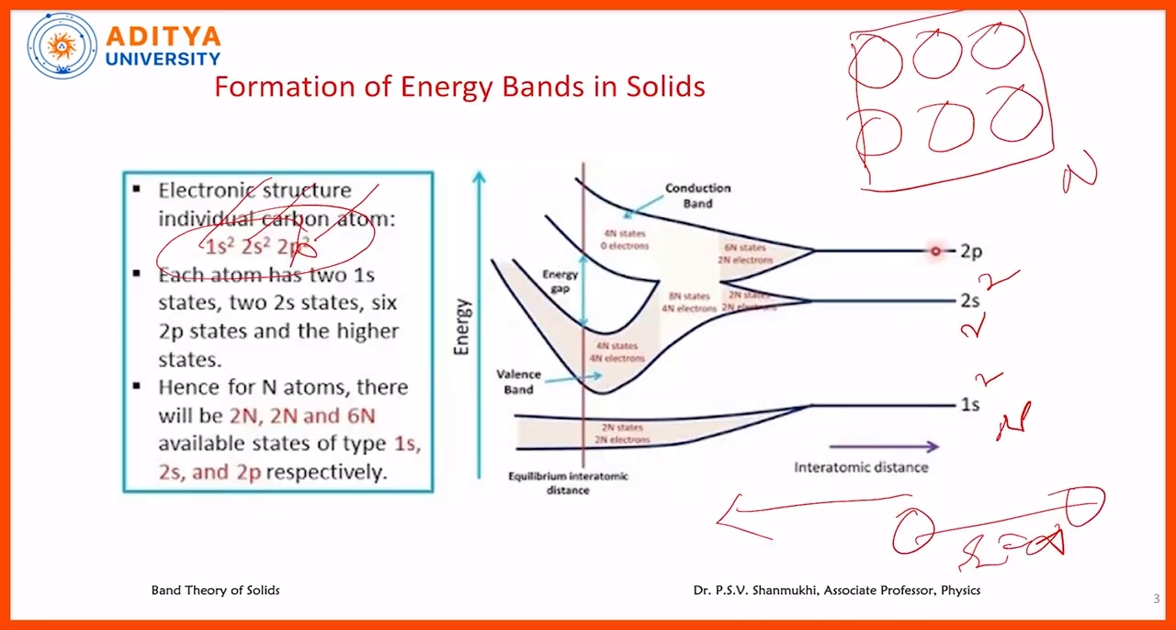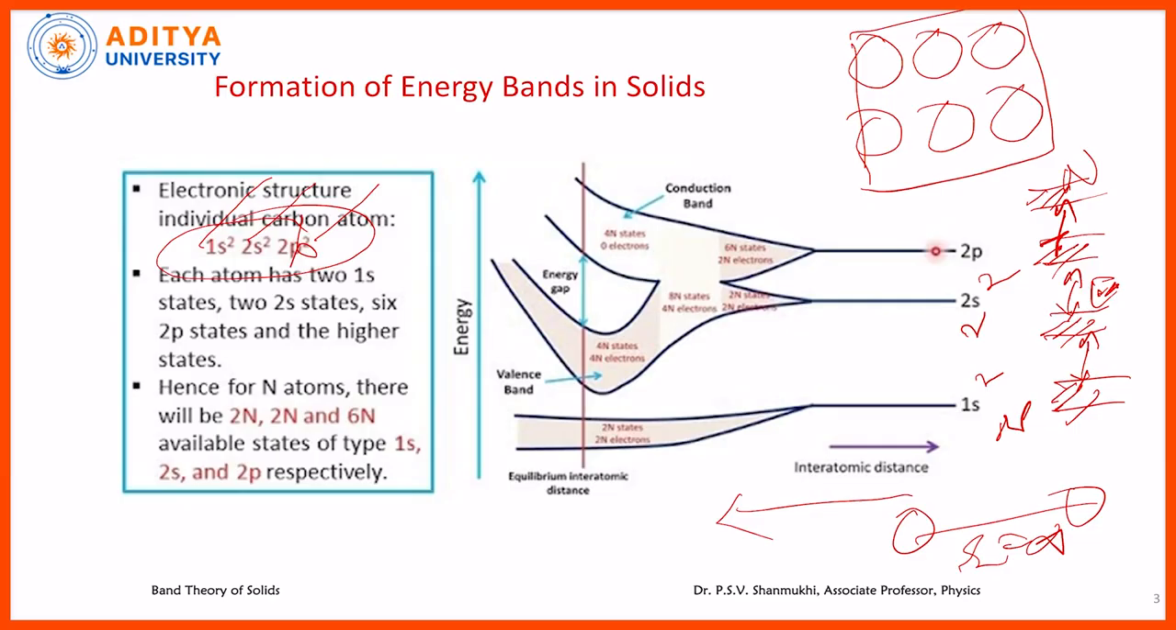Now observe, different energy bands are formed. This is the first energy band, second energy band, third energy band. This is the 1s band, 2s band, 2p band, 3s band, and so on. Between any two energy bands, there exists some energy gap, the forbidden band. In that way, several energy bands are formed.